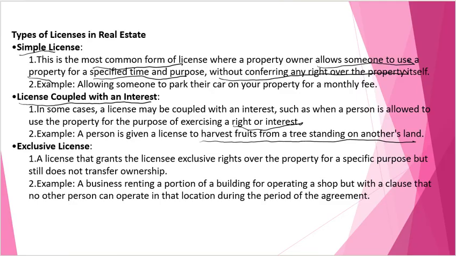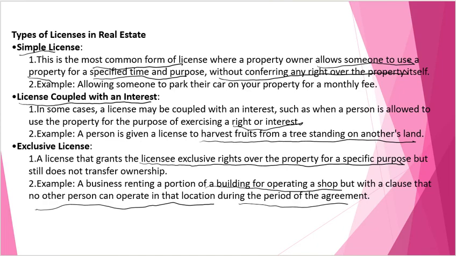Third one is exclusive license. A license that grants the licensee exclusive rights over the property for a specific purpose, but still does not transfer the ownership. For example, a business renting a portion of the building for operating a shop, but with a clause that no other person can operate in that location during the period of the agreement.